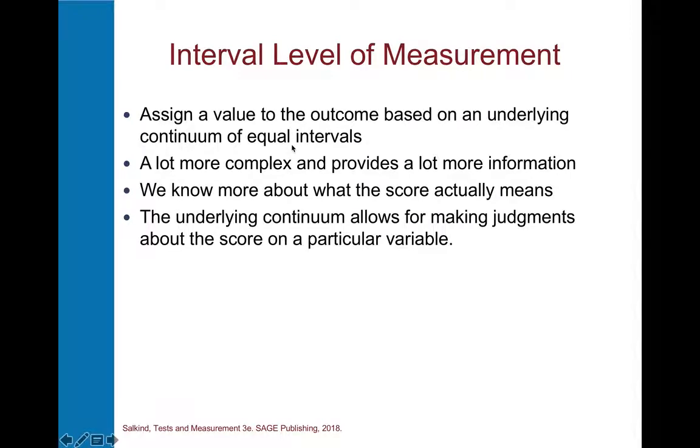So for example, not only do we know that Max and Russ fall into two different categories at the nominal level of measurement, and not only do we know that Max is better than Russ on an ordinal level of measurement, but we can also know how much better Max is.